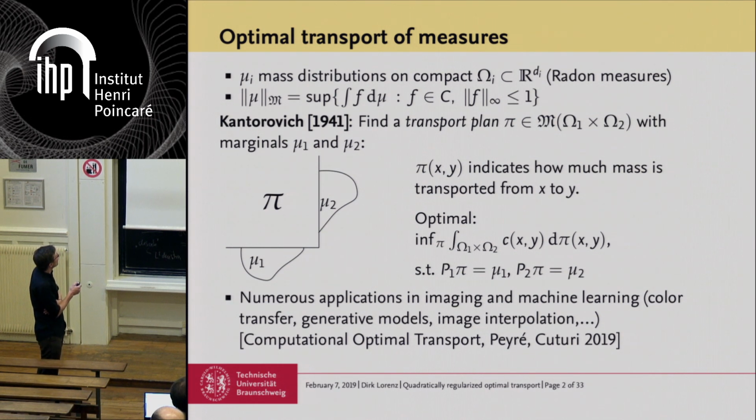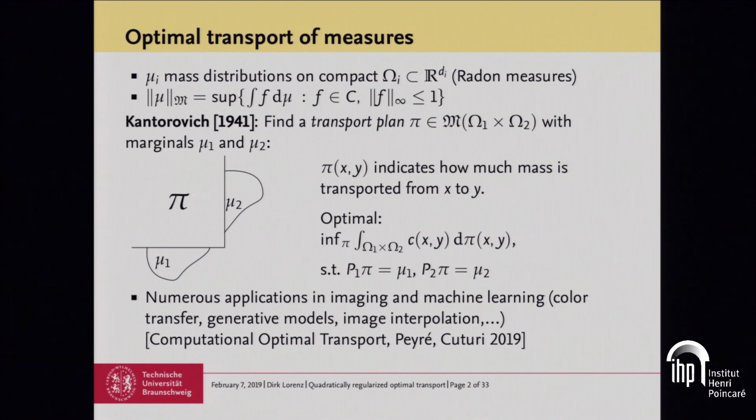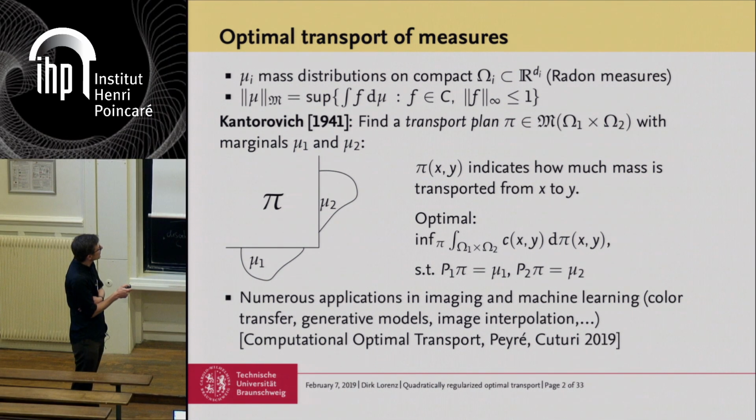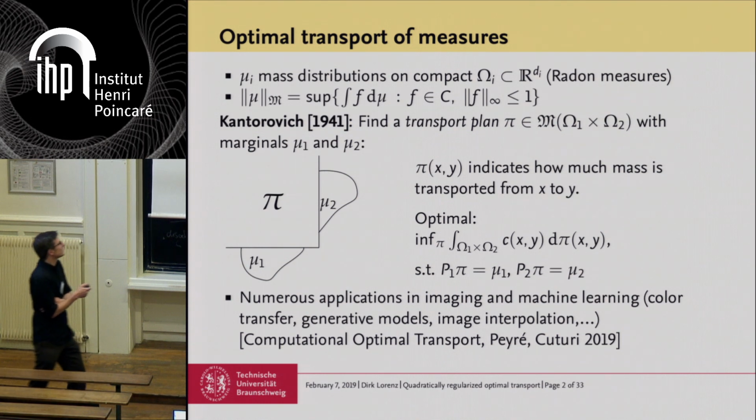And we're seeking a measure here with two properties. One property is that if we integrate it out in this direction, we get this distribution. And if we integrate it out in this direction, we get that distribution. These are the two equations written down here. And every pi which fulfills this is called a transport plan.